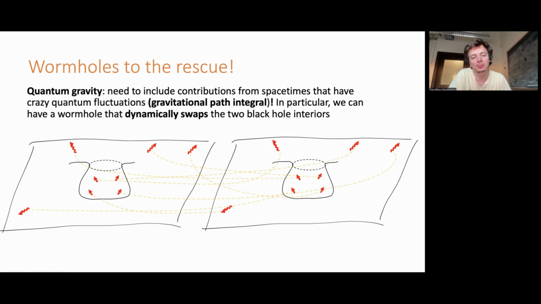You're allowed totally crazy quantum fluctuations in this path integral, and you just have to add them all up. So one thing that can happen in quantum gravity, the dynamical degrees of freedom are just the space-time geometry. So we allow the space-time geometry to do crazy stuff. And one thing that it can do is to have a so-called space-time wormhole form, whose effect is to basically dynamically swap this left black hole interior to this right-hand black hole interior. So the way the space-time is glued together, something that was over here then gets detached and glued instead to this exterior over here.